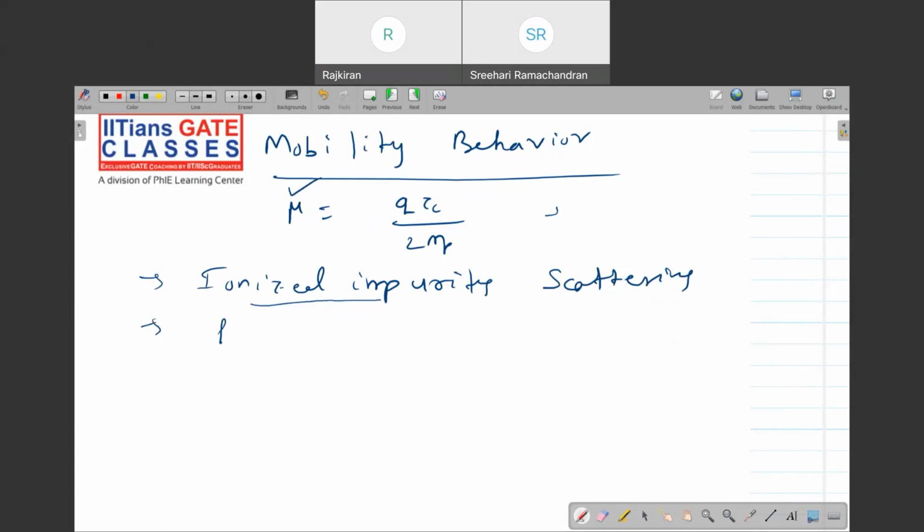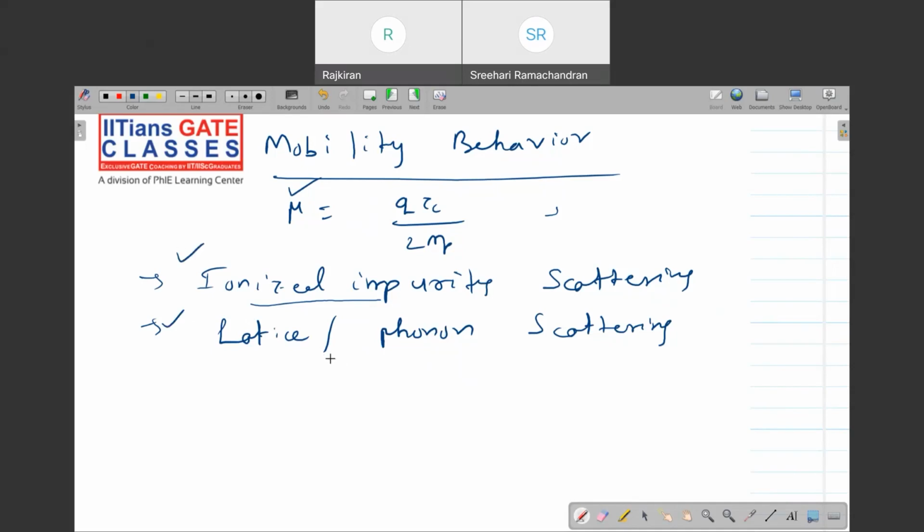There is something called lattice scattering, or phonon scattering. What do you mean by lattice scattering? At temperature T greater than 0, all the atoms are vibrating. So whenever my carrier is moving inside the crystal, it will come across a vibrating atom and collide with it. That is called lattice scattering. Inside the semiconductor, the carrier is majorly affected by these two phenomena.